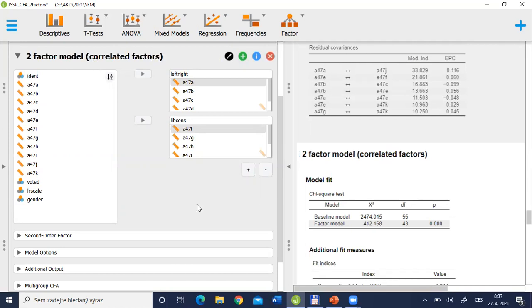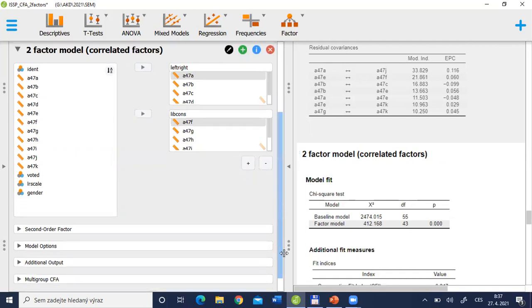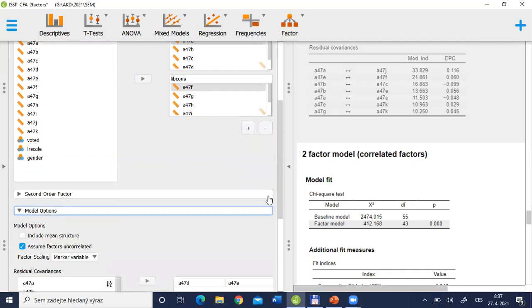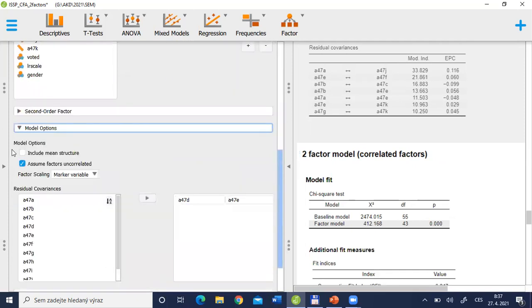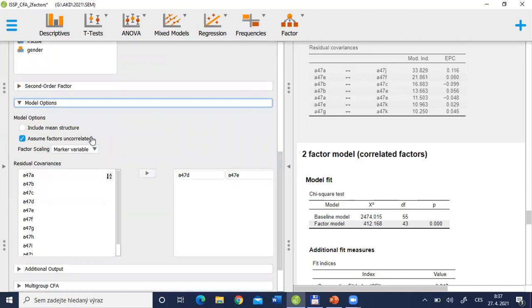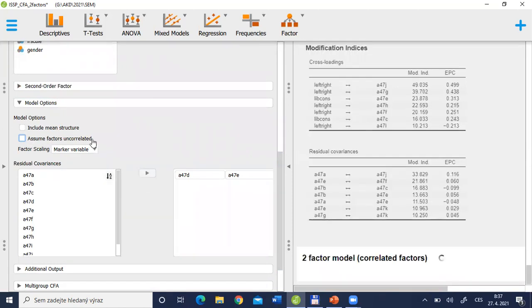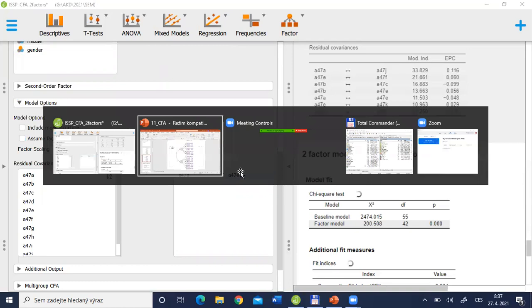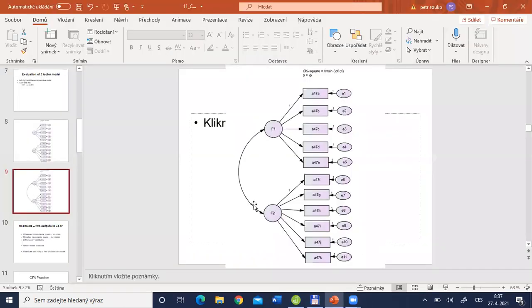And the only small change we would perform would be that I would go down to model options. And here, once again, I would go to the checkbox for assuming factors uncorrelated, and I will cancel this checkbox. So I would be expecting that factors are correlated. So that's the first change for my model. And once again, I have just added this covariance for these two factors in my model.